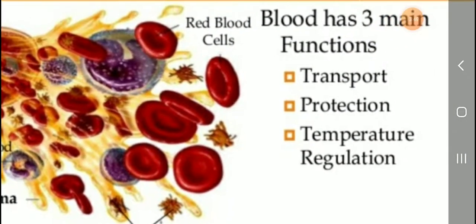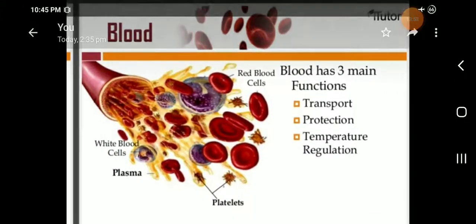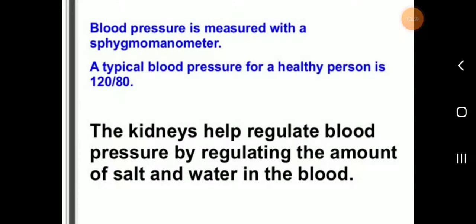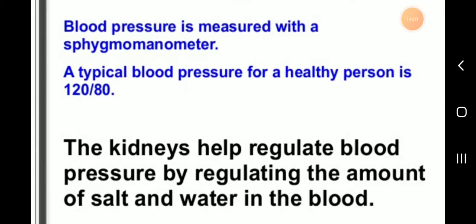The blood has three main functions. What are the three main functions of blood? Transport, protection, temperature regulation. Next, blood pressure is measured with the sphygmomanometer. What is the measurement of a blood pressure?